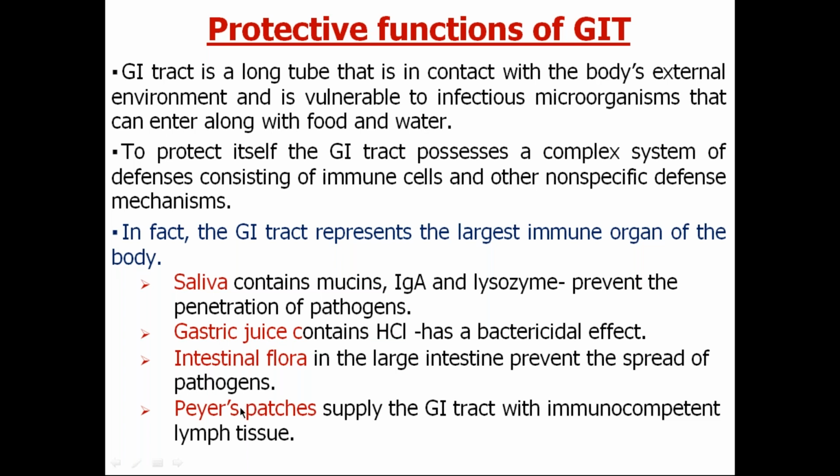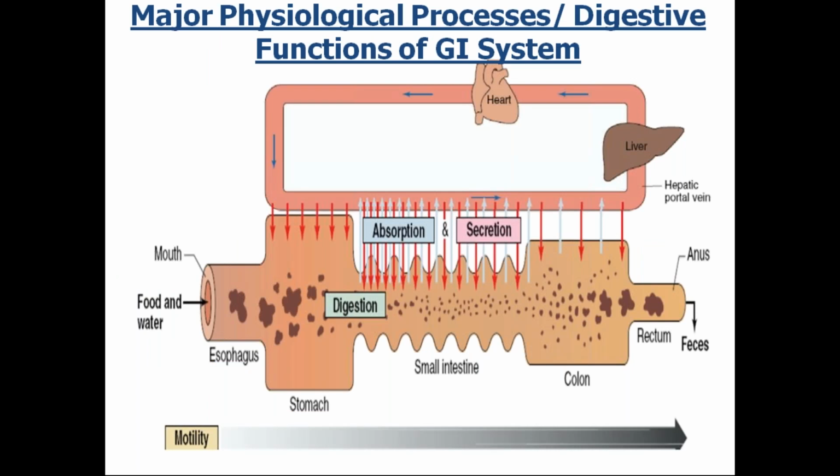There is also the presence of the immunocompetent lymph tissue, along with the Peyer's patches, which helps in the immune function of the GIT. So this is just an introductory aspect of the GIT.